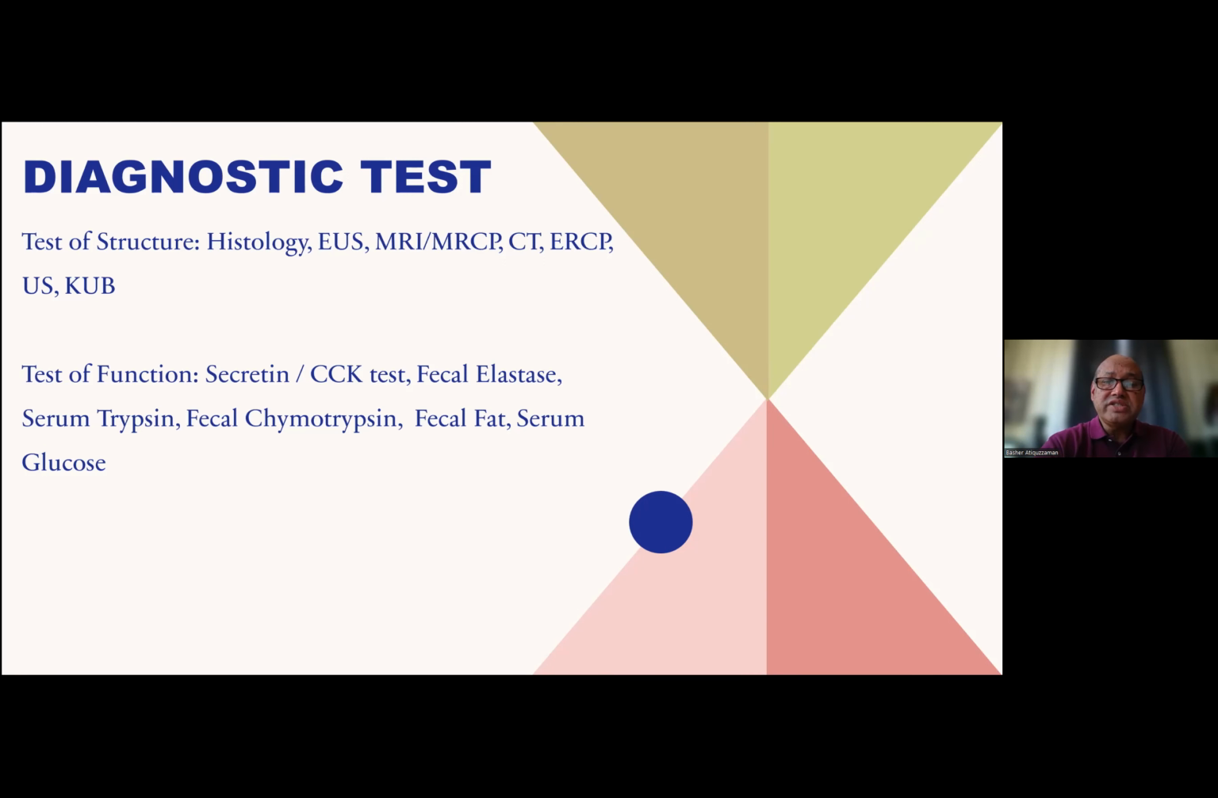But also the gold standard is the functional test. And the functional tests we do are the secretin test and the cholecystokinin test. We can also do the fecal elastase test, which is also quite common. Serum trypsin, fecal chymotrypsin, fecal fat, 24-hour collection of the fat, and serum glucose to see end organ damage and type 3C diabetes.